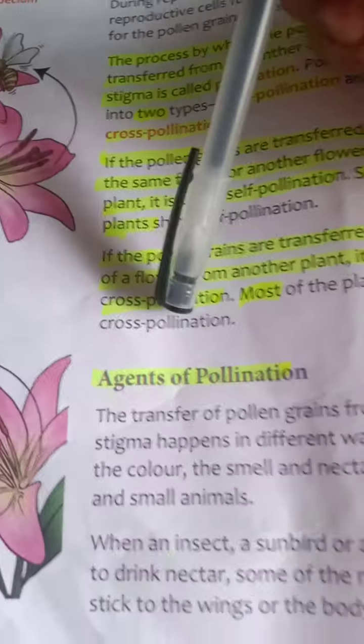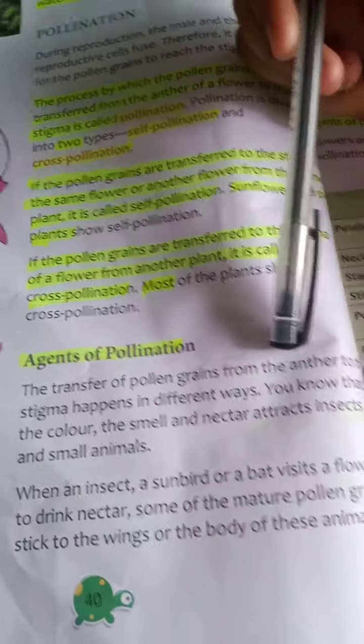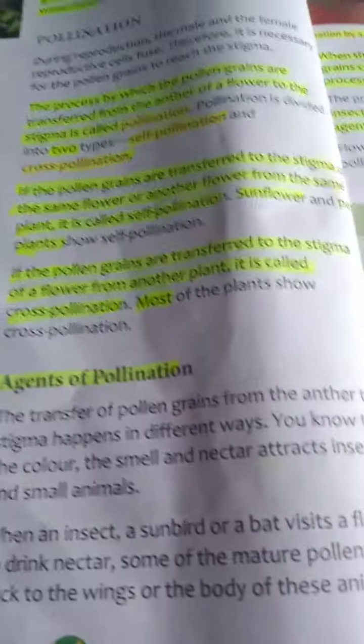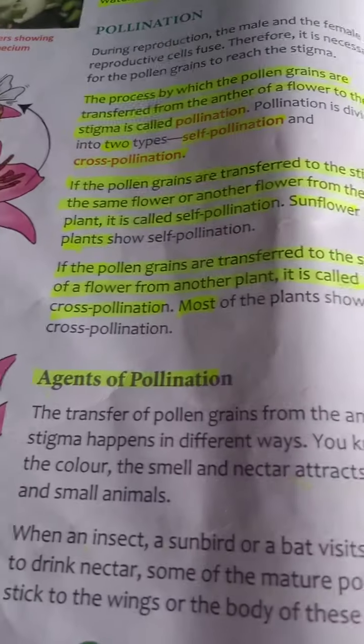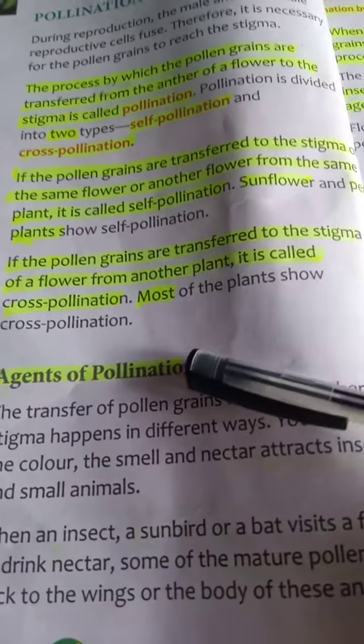Okay, so now agents of pollination, I was talking about it. The transfer of pollen grains from the anther to the stigma happens in different ways. Means the transfer of pollen grains from the anther to the stigma does not happen in only one way. It happens in many different ways.